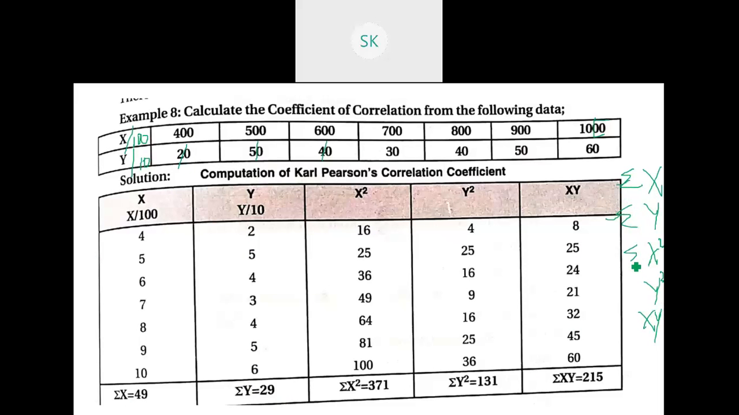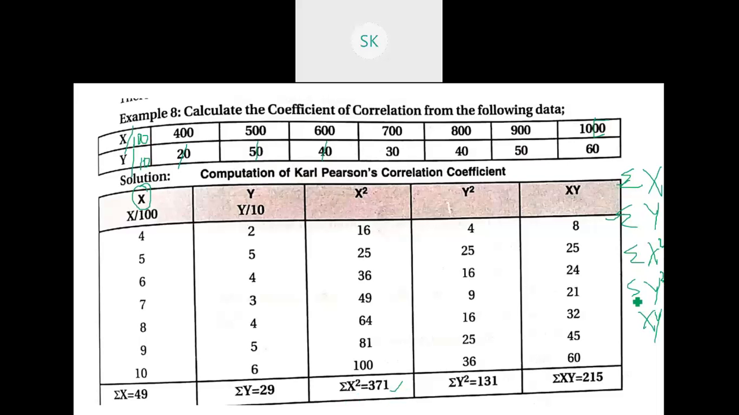Now next, summation of x square. See, sigma and summation are both the same. Summation of x square is nothing but squaring this complete column. So I get the values of x square: 4 square is 16, 5 square is 25, 6 square is 36, 7 square is 49. Like this, I square everything. Once I total all of them, I get the next important value, sigma x square.